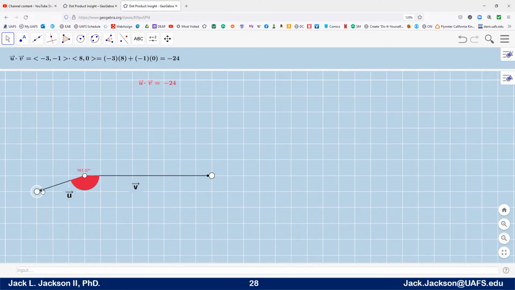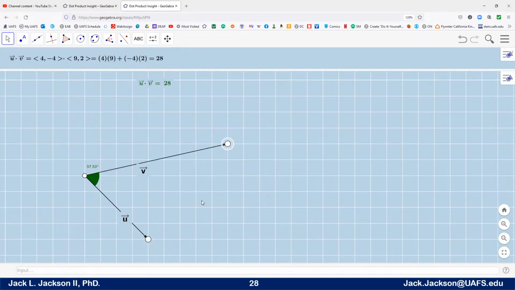Do you see any relationship between, say, the angle and the sign of that dot product? Now remember, we're just computing the dot product by the definition, but we're also seeing the angle here. If you notice, when the angle's red, we have a negative. When the angle's black, we have 0. And when the marking on the angle is green, we get a positive product.